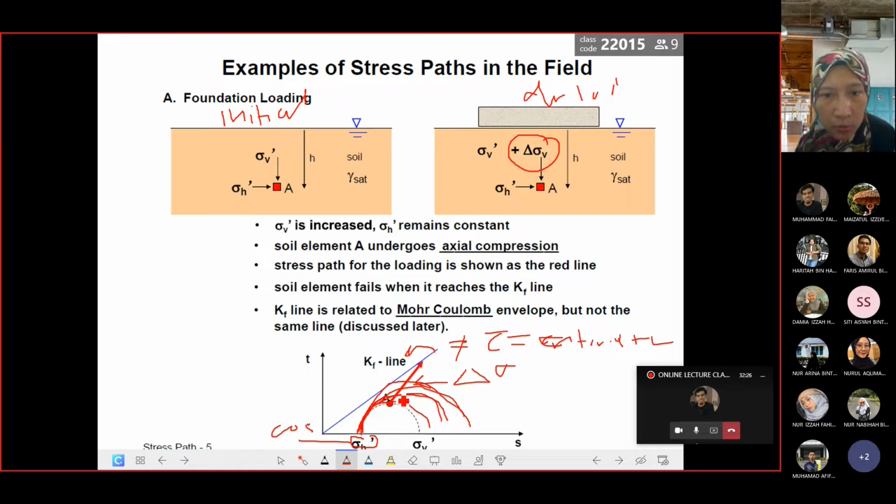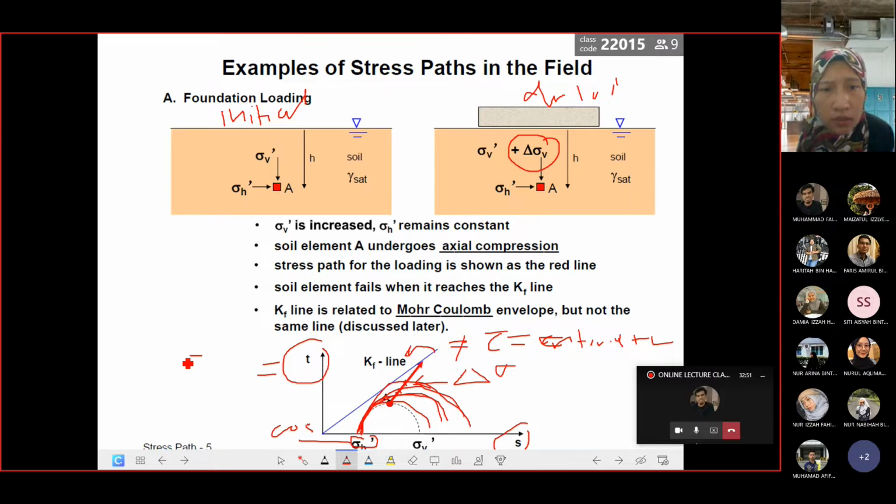So daripada point A dia akan create kepada point B. Dia akan create kepada point C. Kemudian dia akan create kepada point D. Sehinggalah dia bertemu kepada KF line. That is the meaning of the failure line for the stress pass. So please make sure that you are not get confused between the failure envelope dan juga KF line. Okay, remember we are talking in the TS stress pass dalam koordinat T dan juga S.